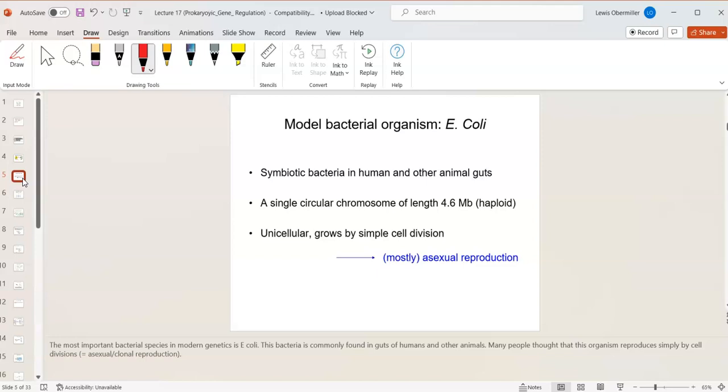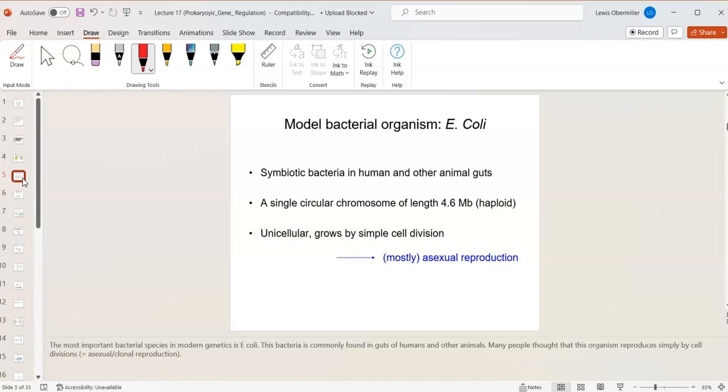So scientists love to look at Escherichia coli, and the reason is because it's the most highly studied bacteria that exists. It's super symbiotic in humans and other animal guts. It was actually named after a physician named Escherich, and it's called coli because he discovered that every person's colon that he looked at had this bacteria. So it just symbiotically lives in colons of animals.